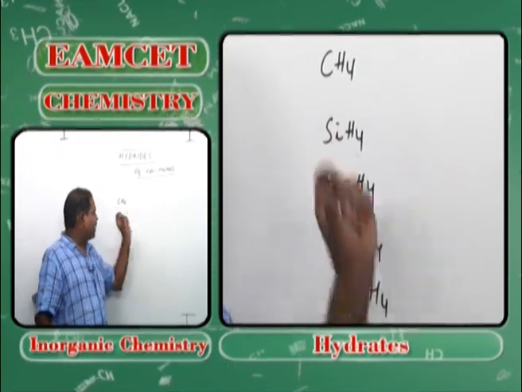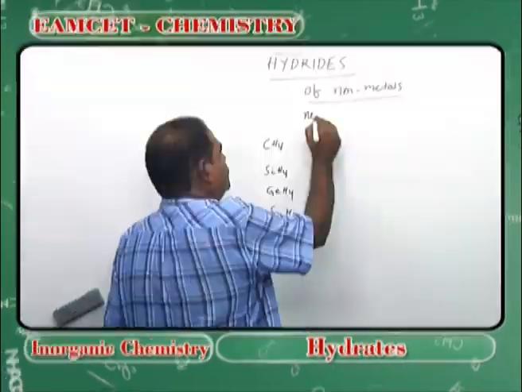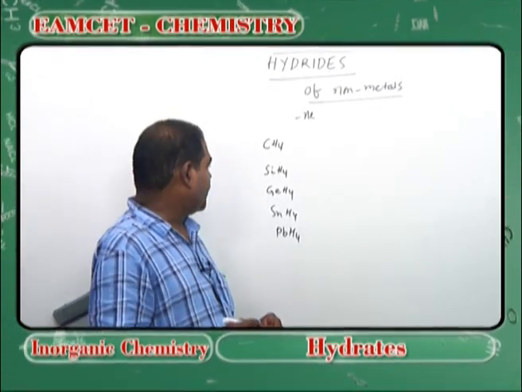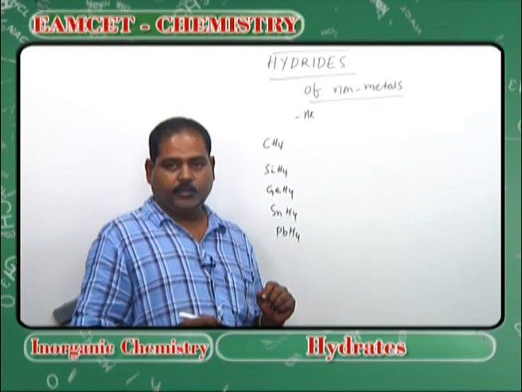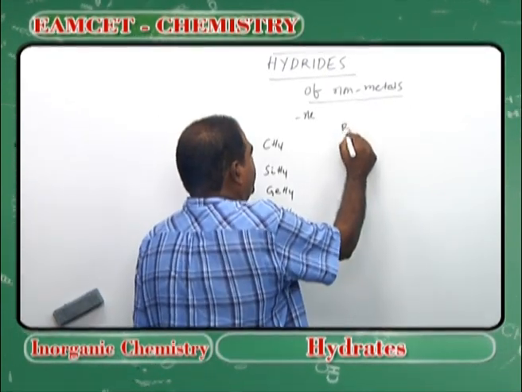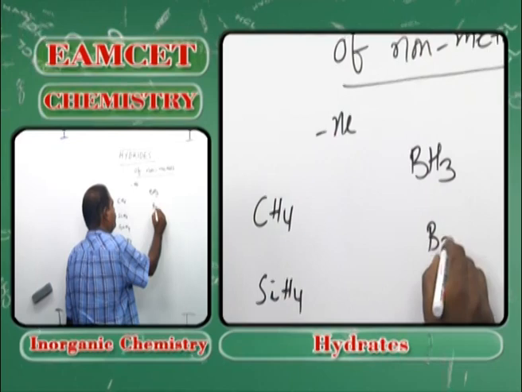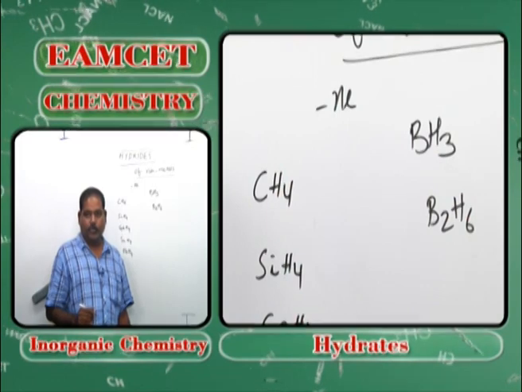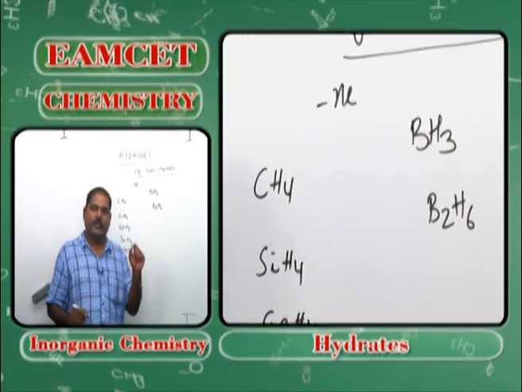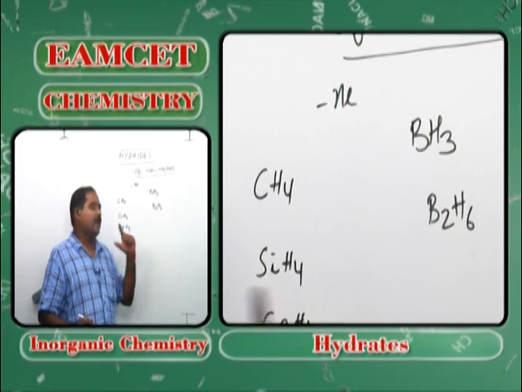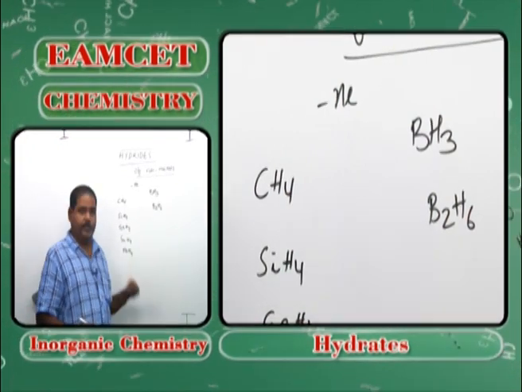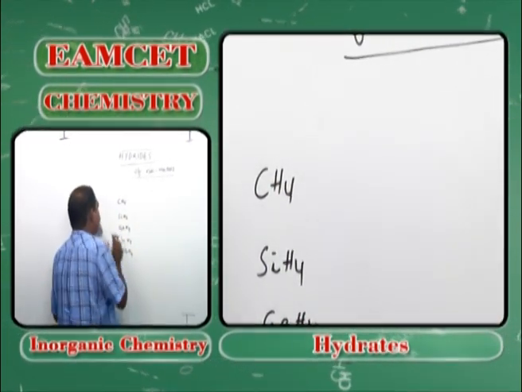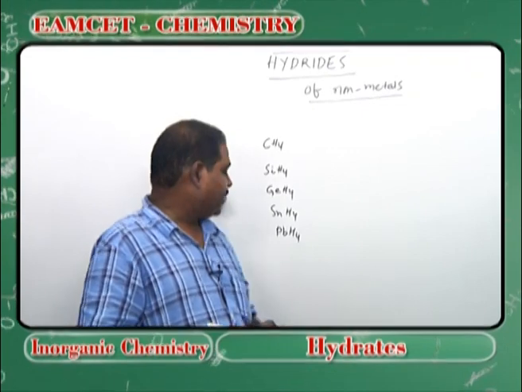What is the sound common? "ane". So, better hydrides be called "ane". Methane, silane, germane, stannane, plumbane. That's why we call BH3 borane and B2H6 diborane. You must have heard about that, diborane. So, the sound "ane" suggests that it is a hydride, especially a non-metal hydride. Diborane is also a hydride. Now, these are the hydrides of group 4A: carbon, silicon, germanium, stannum, plumbum.